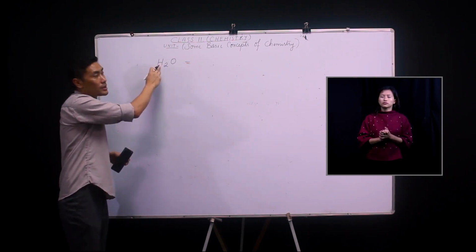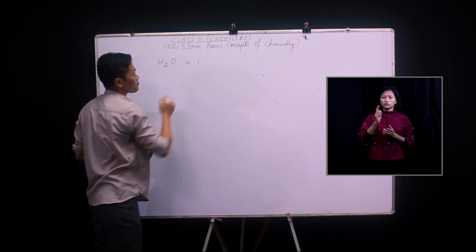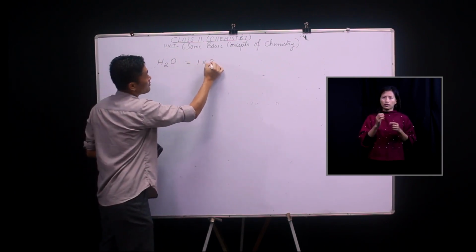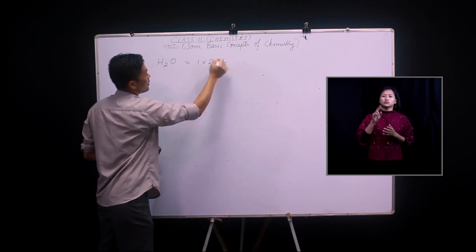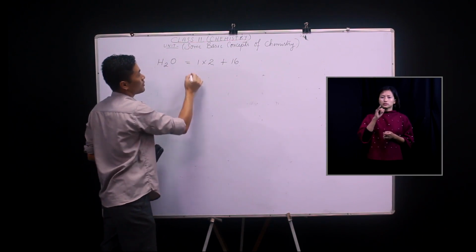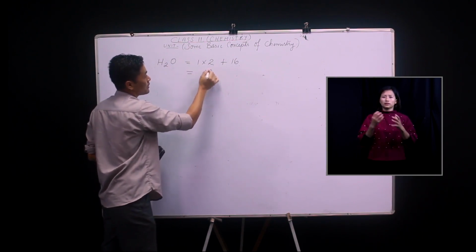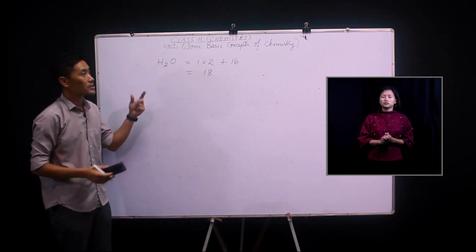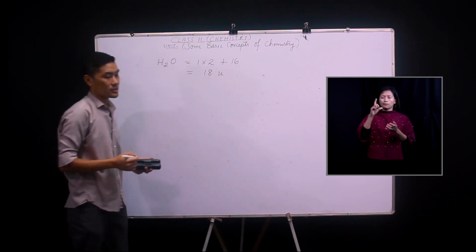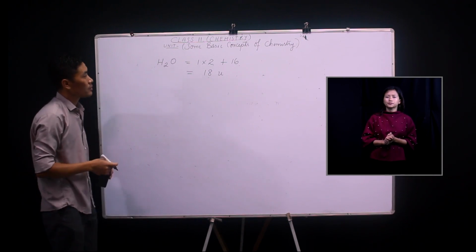Mass of one hydrogen atom is taken as 1. And there are 2 atoms here, so we multiply this by 2. And mass of one oxygen atom is 16. We add this up, we get 18. This will be the molecular mass of the water molecule. This is expressed in unified mass or in atomic mass units.